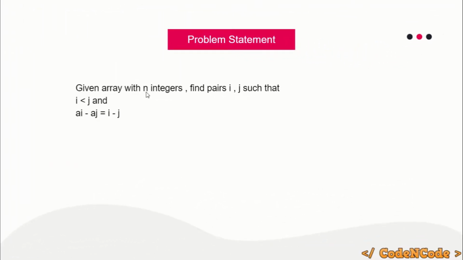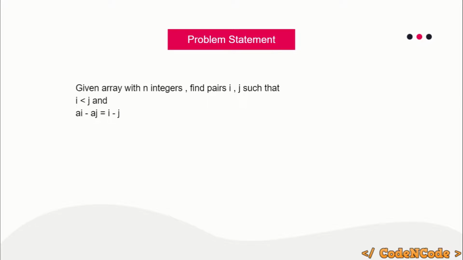You are given an integer array with n integers. You have to find pairs i, j. These are indices. You have to find pairs i, j such that i is smaller than j and ai minus aj is equal to i minus j. As you can see, the problem statement is simple and straight to the point.